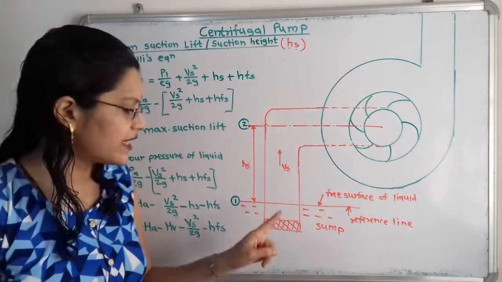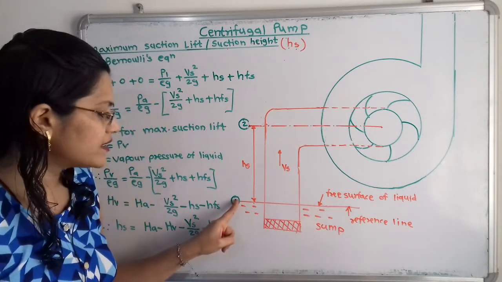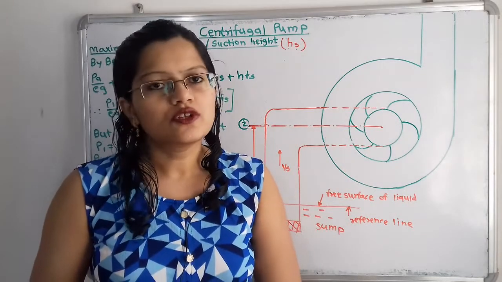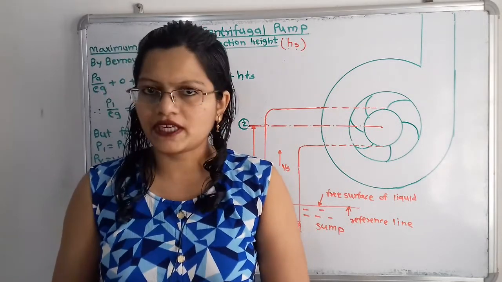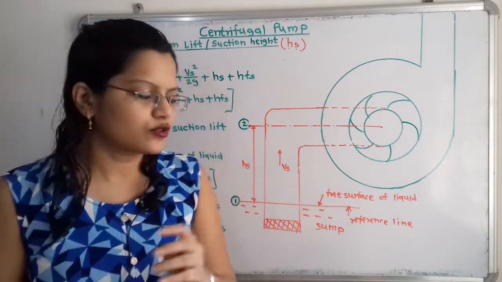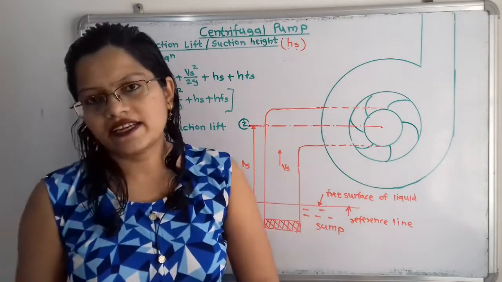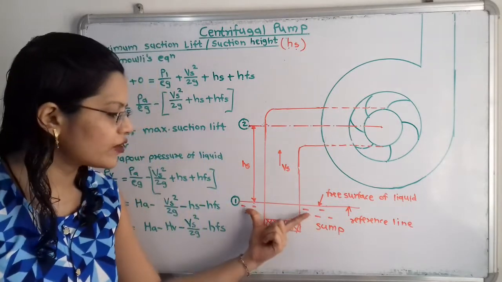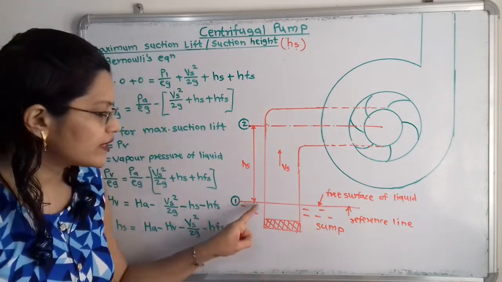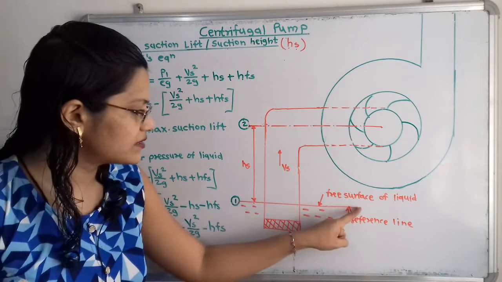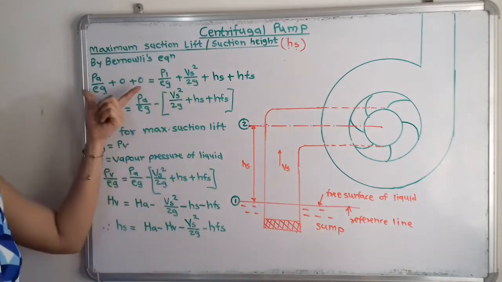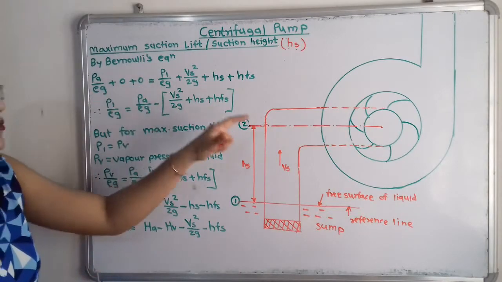So what is the pressure head at this point 1? At point 1, that is at the free surface of liquid, it is open to atmosphere. So pressure head is the atmospheric pressure head. We will write here Pa by rho g plus kinetic head. Here the water in the sump is in static condition, that is, it is not moving. So kinetic head is 0. And what is the datum head? This is the reference line passing through section 1, so datum head is also 0. So we will write this on the left hand side. Now we will move to the next.